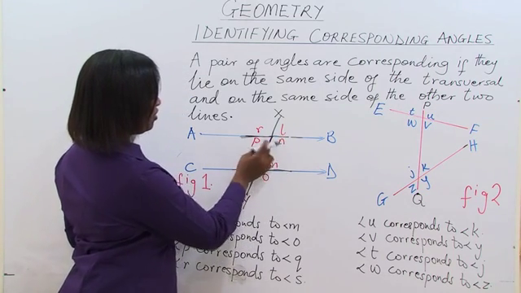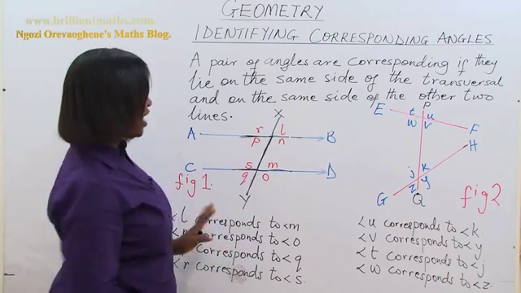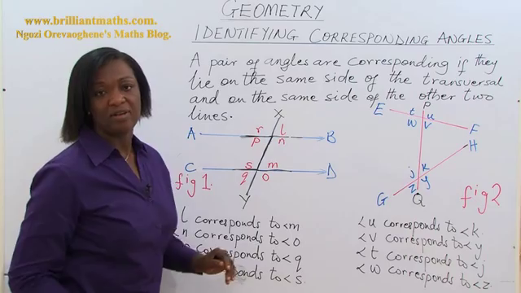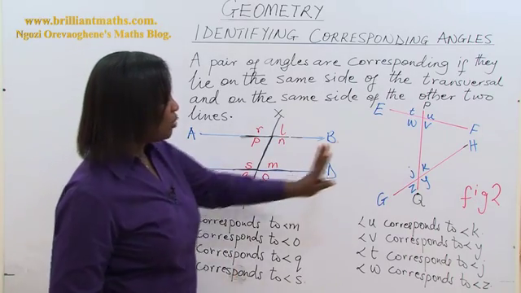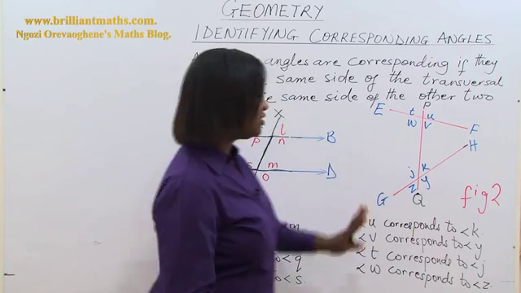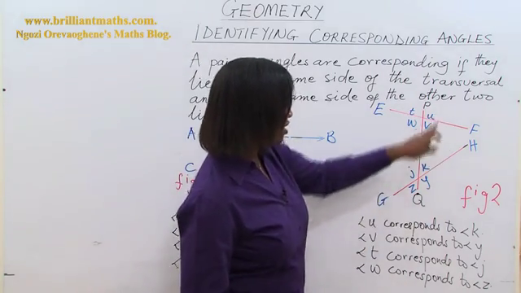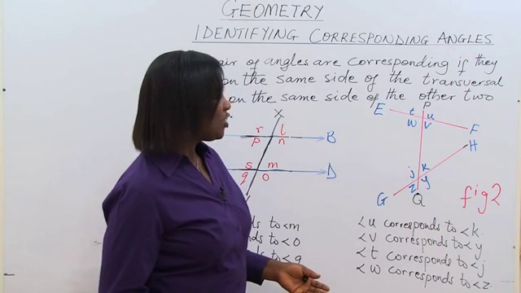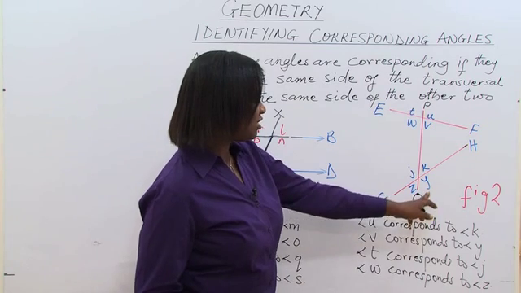For angle N corresponding to angle O. And as we can see, when the lines are parallel, the corresponding angles are equal. But when the lines are not parallel, this is very obvious. We're saying that U corresponds to K, and obviously, U and K are not equal. V corresponds to Y.